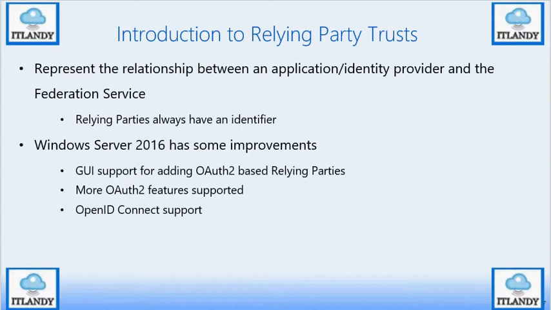Okay? In Windows Server 2016, there are some improvements which Microsoft introduced. You can use the GUI support for adding an OAuth2 based relaying party, and you can use more OAuth2 feature improvements, and they've added OpenID Connect support as well. These are really useful for applications which require this, and you can use them against Azure AD for exposing and utilizing modern authentication, as with all these cloud apps as well.